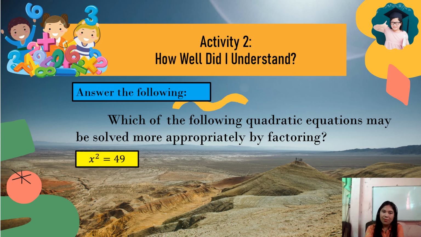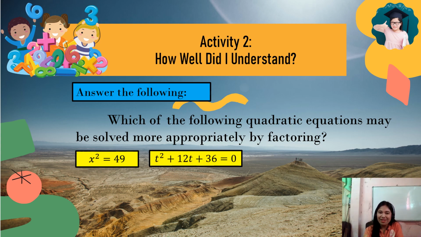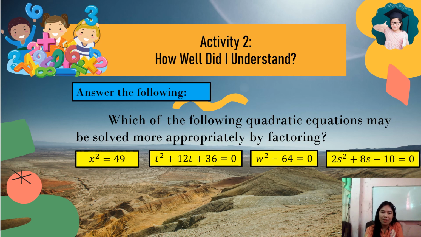So here, we could have different answers because, for example, this one here, 2x squared equals 49. It has no b, or b is equal to 0. So some might answer no, because it is easier by extracting square roots. But some, if they can factor this, can they? Okay, so factoring is the answer. This one is more easily solved by factoring. It's easy to factor, but again, it's up to you. So this question is opinion-based.